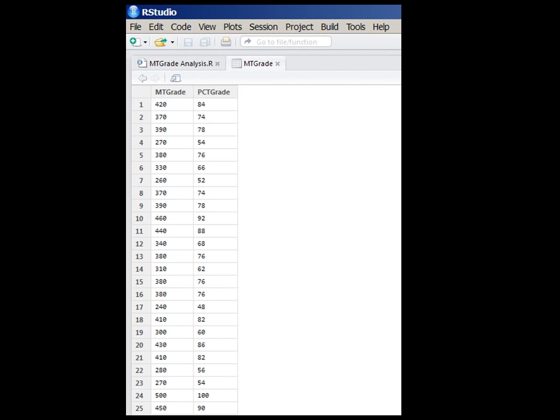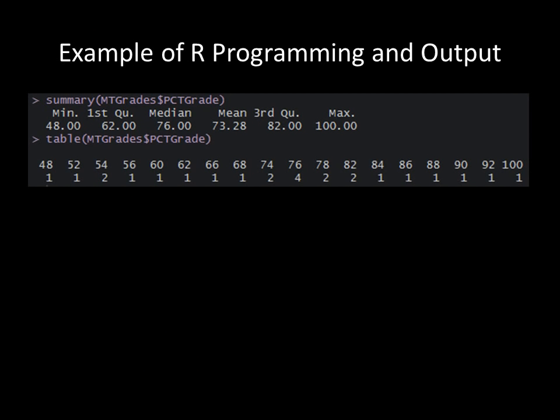And I transformed the raw number of points into a percentage. So the percent grade in the right-hand column indicates the percent, so it ranges from 0 to 100. So how do we make sense of these data? If we do a simple summary of the percent grade variable, we can see what the measures of central tendency are for the grades on this midterm. For instance, the average, the mean grade on this midterm exam was 73.3. That is, the average score on this midterm was a 73, about a C.